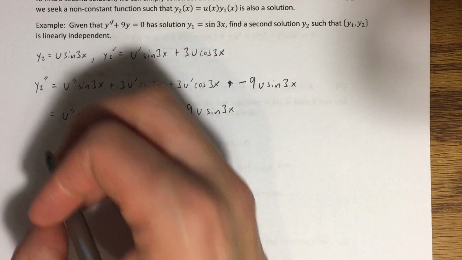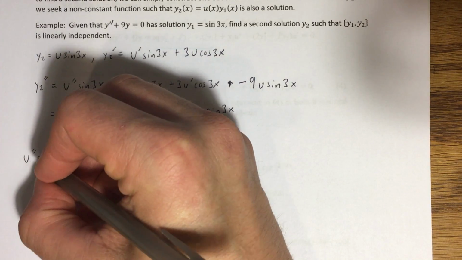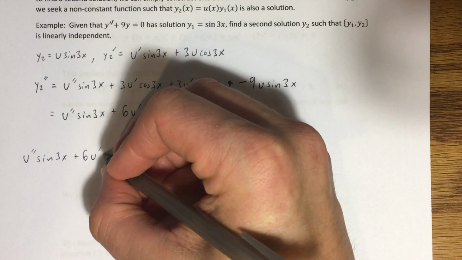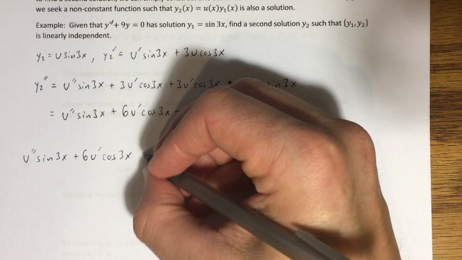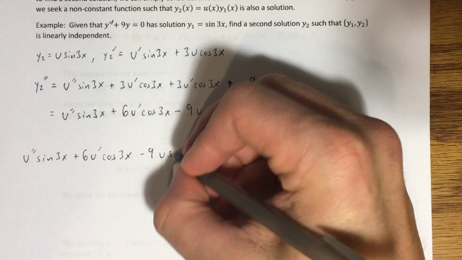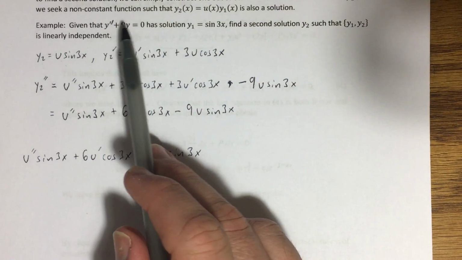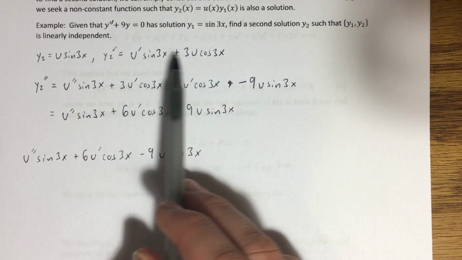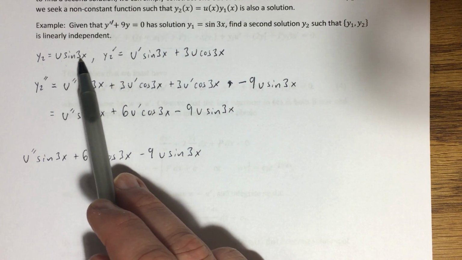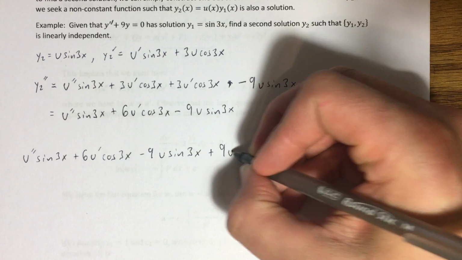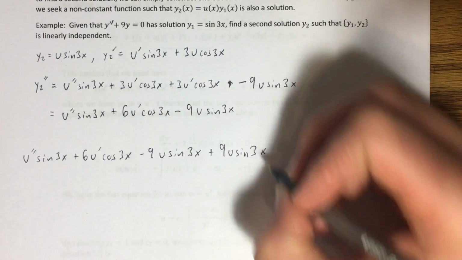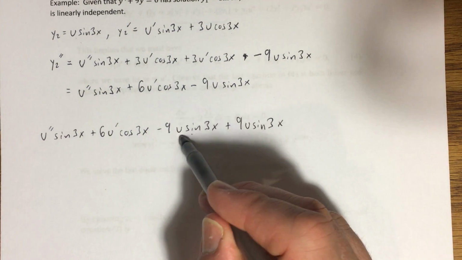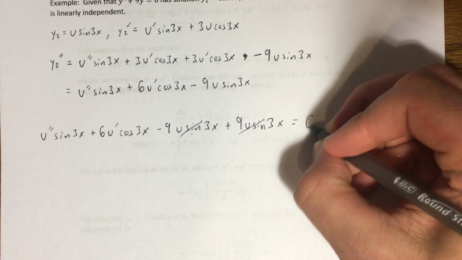Y2 double prime is this. U double prime sine of 3x plus 6u prime cosine of 3x minus 9u sine of 3x plus 9, this will be y2. So plus 9y2, which is the same thing as 9 times u sine of 3x, plus 9u sine of 3x. Now you may notice something interesting happening here. We get cancellation with these two terms, and it's really important. I need to make sure that's equal to 0.